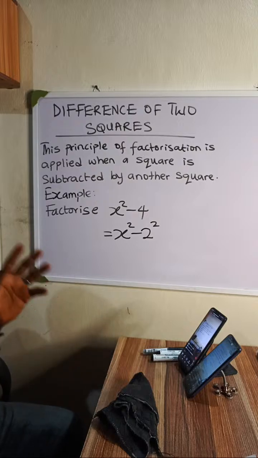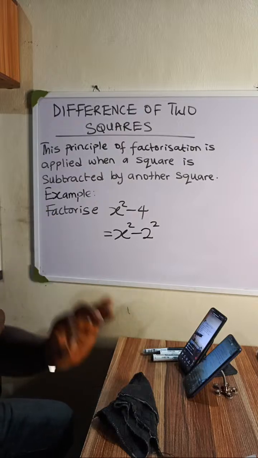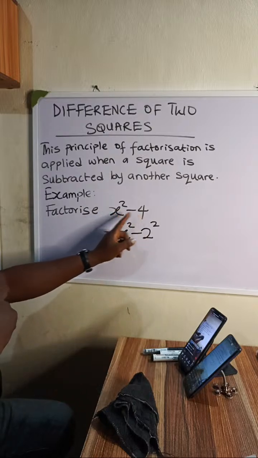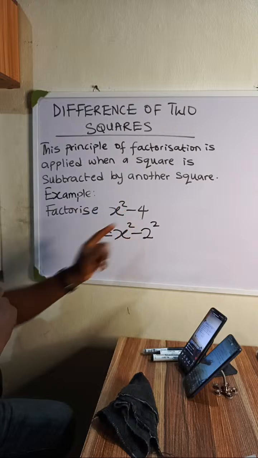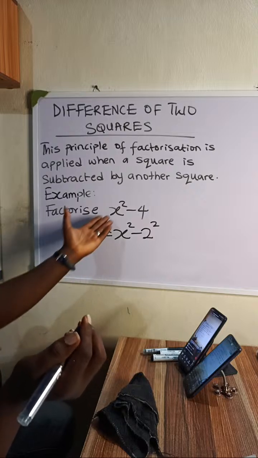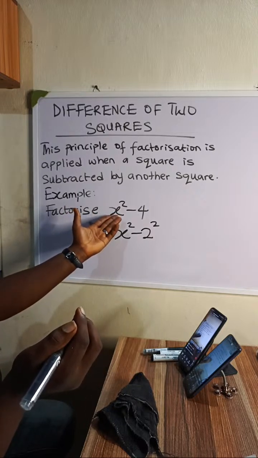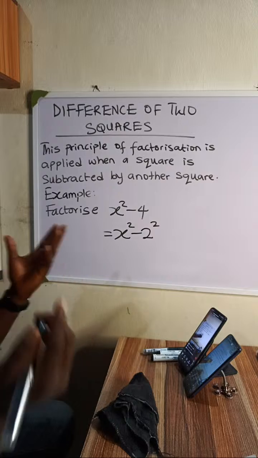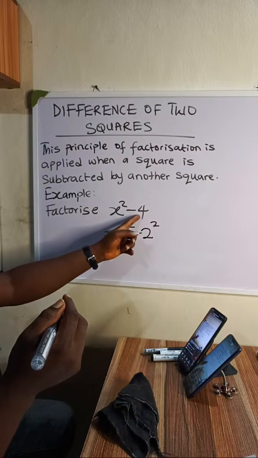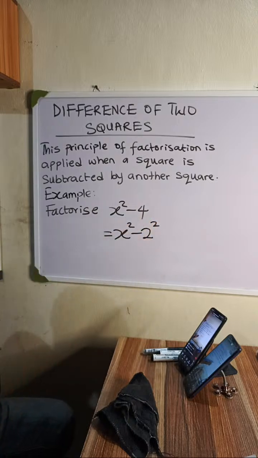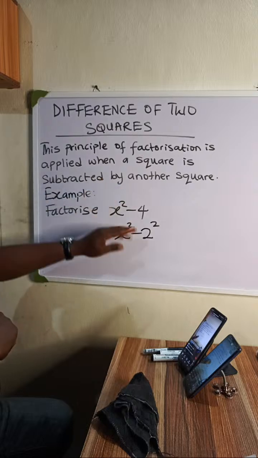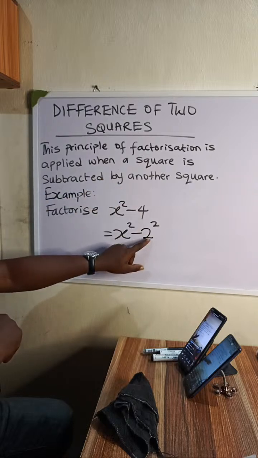So remember, we are applying difference of two squares. The first thing we observe is that there is no common factor between x squared and 4. So we were almost stuck. What can we do? How do we factorize this? There's no common factor between x squared and 4. Then difference of two squares comes to our rescue, because 4 is the same thing as 2 squared. So this gives us a way out. Instead of being stuck at this level, we can just transform 4 to become 2 squared.